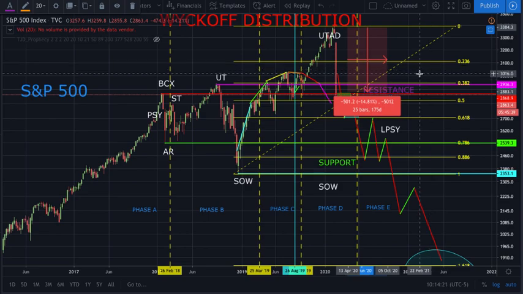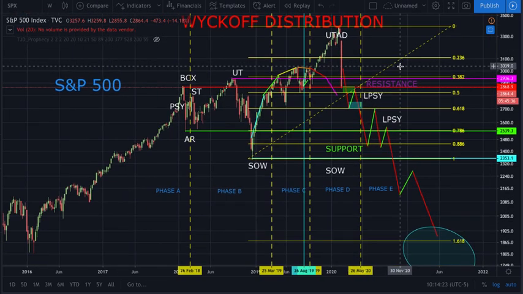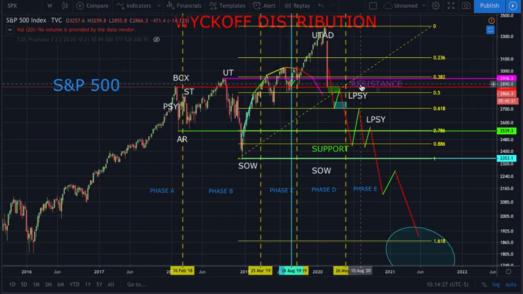Yes, you heard me correct. 15% drop from it. At this point in time, it looks like we're coming down to test that 0.5. We're at the buying climax resistance, so we could find support right here.